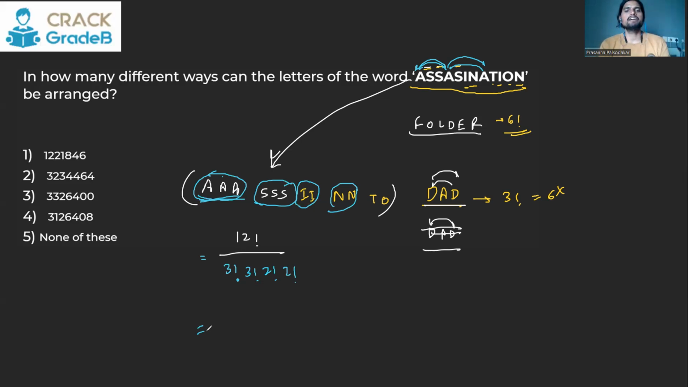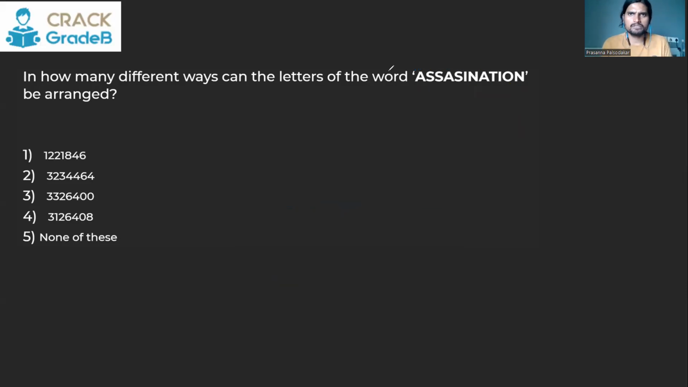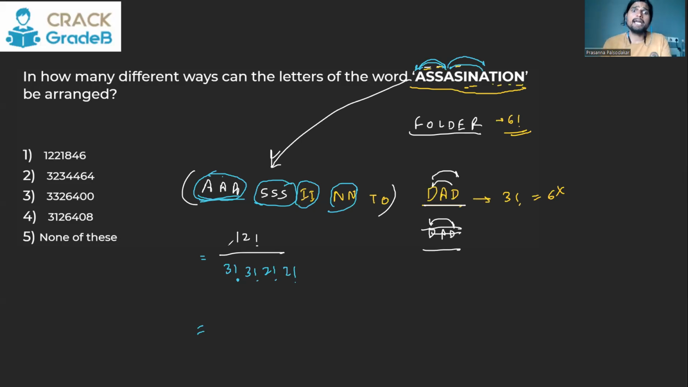So 12 factorial upon 3 factorial, 3 factorial, 2 factorial, 2 factorial will be the answer. Now, if you solve this, it will be really good. But in the exam, the options will be given directly, because the calculation is not easy. Even if you have to pick your answer from the options, at least you can think that my answer has to be a multiple of 3, 7, because 12 factorial will have 7 and 3 in it.